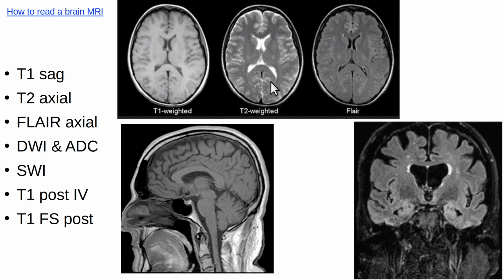Okay, on T2, fluid is bright. The word for bright in MRI is hyperintense. The word for dark is hypointense. So on T2, fluid is bright. One way you can remember it, think of the 2 as looking like the letter B if you flip it around backwards, and B for bright, okay? You need to know that for T2.